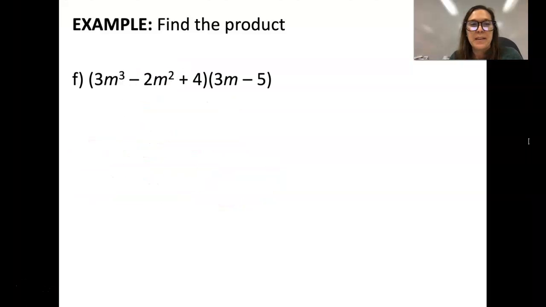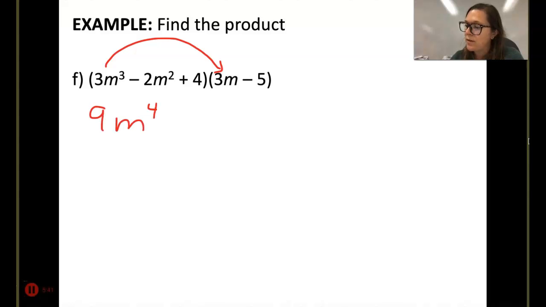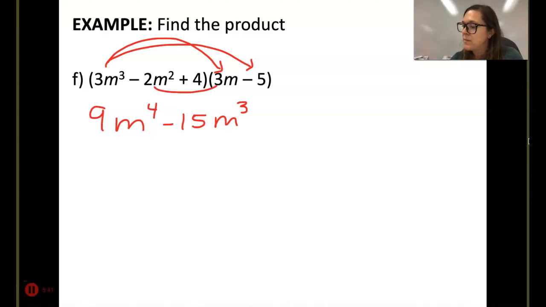Okay. All right, now here we have a trinomial times a binomial, and all we really can do here is just keep distributing straight through. So I'm going to start with my first term. 3m to the 3rd times 3m is 9m to the 4th. 3m to the 3rd times negative 5 would be negative 15m to the 3rd. Distribute here. Negative 2m squared to 3m would be negative 6m to the 3rd. Distribute your negative 2m squared to the negative 5, so positive 10m squared.